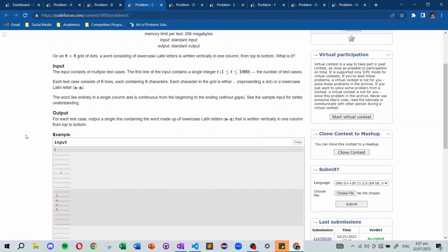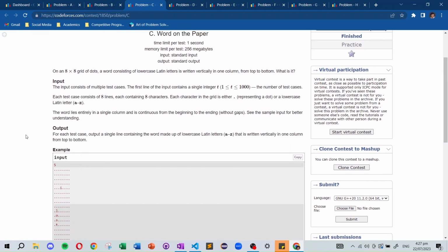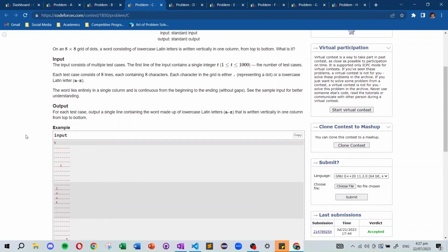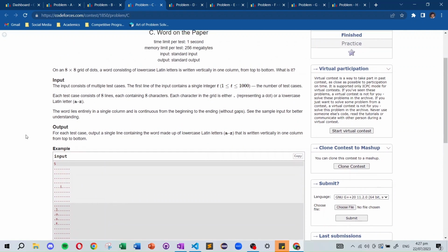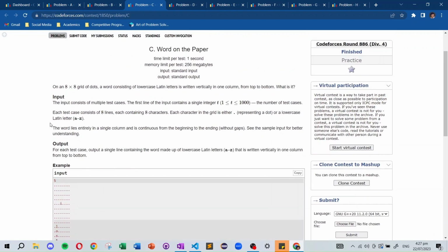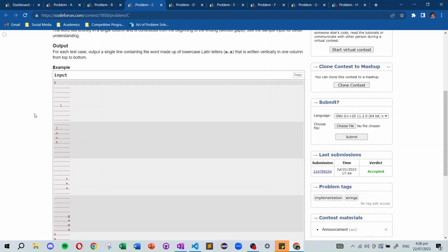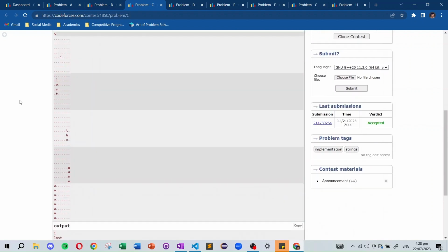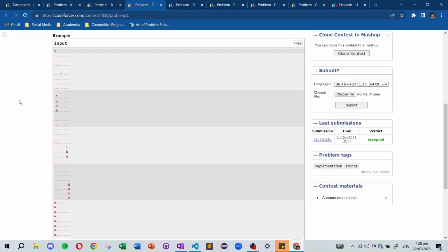I think, in my opinion, this was the easiest. This problem was the fastest one that I got the insight on. Basically, you're given an 8 by 8 grid of dots, and there exists a word that is written vertically in one column from top to bottom. These are some examples, and this is just an implementation problem. You want to go from top to bottom, and from left to right or right to left, it doesn't matter, but left to right is more convenient.